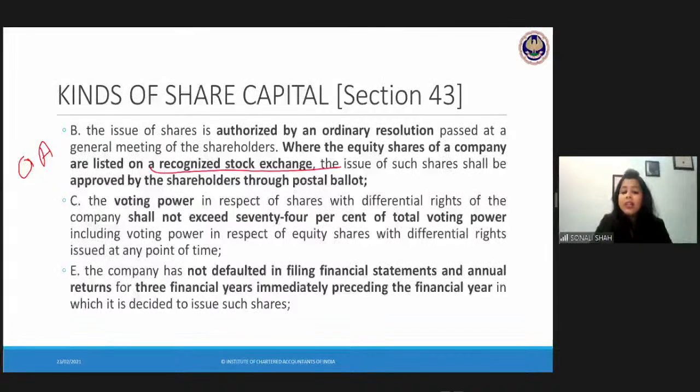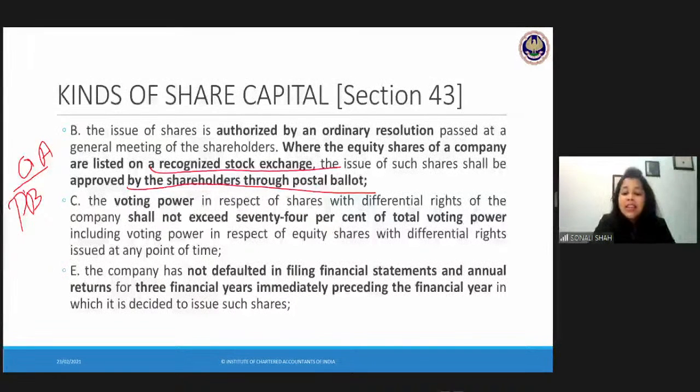So where their equities are listed on a recognized stock exchange, the issue of such shares shall be approved by shareholders through postal ballot. So in a normal course, authorization by ordinary resolution is enough. But where the shares are listed on a recognized stock exchange, in that case, you need approval of shareholders through postal ballot. Is that clear? So with O, you can also have PB, right? Postal ballot.